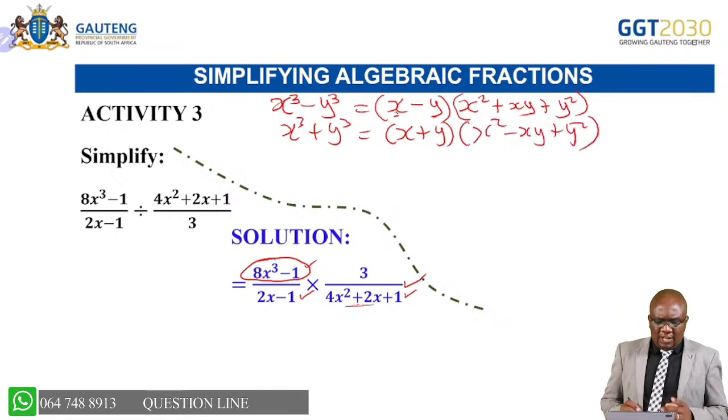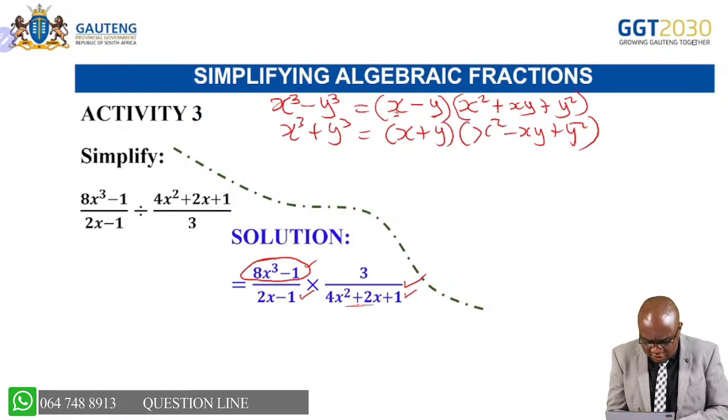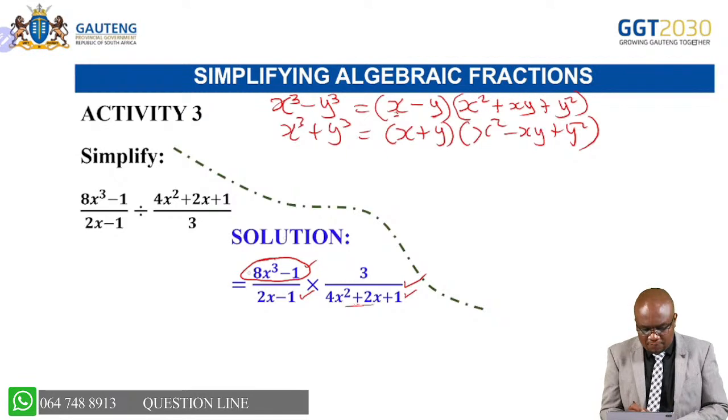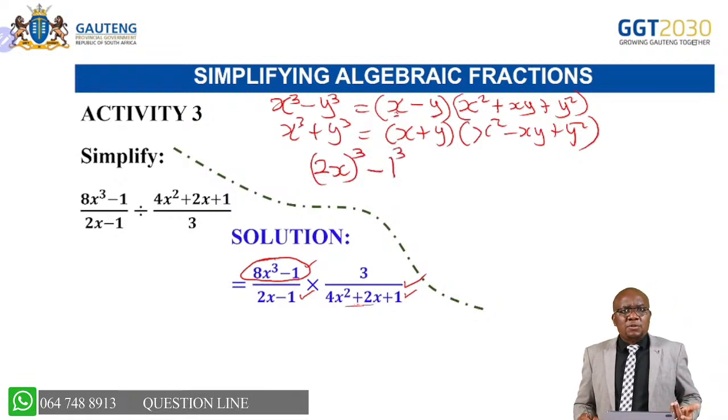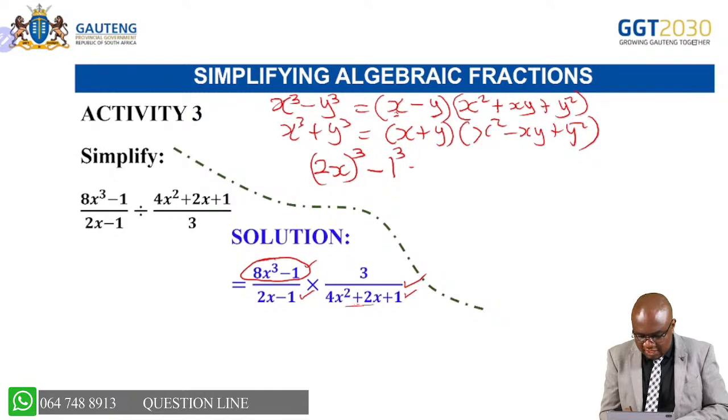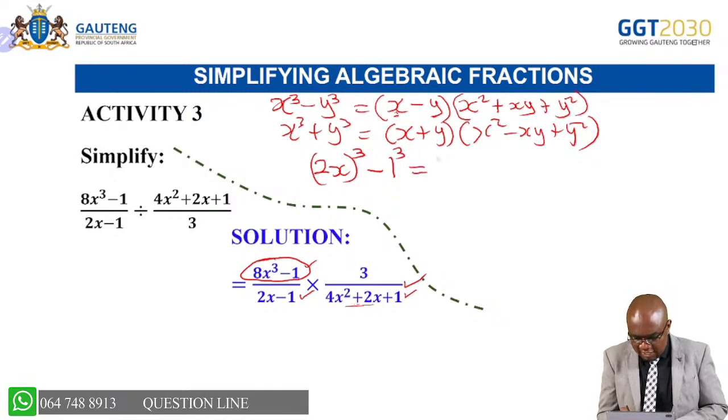Okay? Right. Now, let's go to 8x cubed. Now, this 8x cubed, remember 8 is 2 cubed. So it's going to be 2x cubed minus 1 cubed. 1 is 1 cubed. Okay? So now, let's factorize that. What do you get? Cube root of 2x cubed is 2x. Maintain the sign. Cube root of 1 cubed is 1.